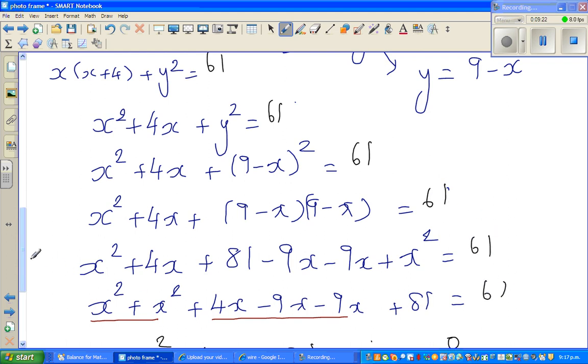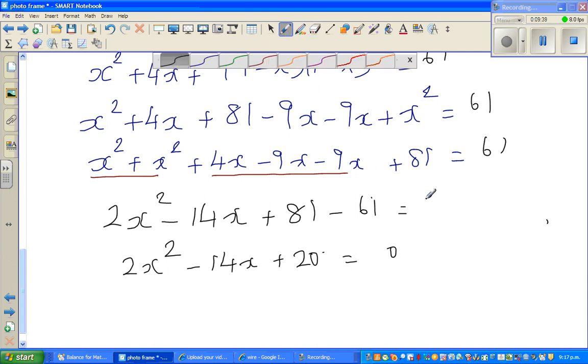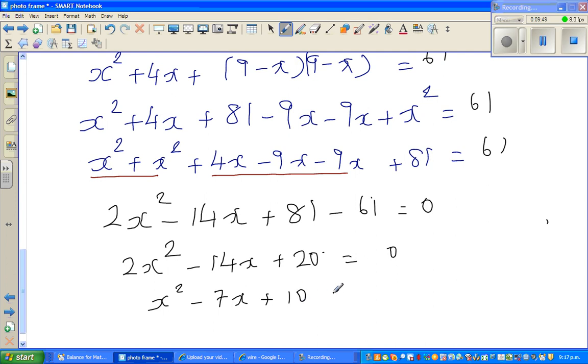Okay, something was not proper, minus 61. Okay, so this is pretty neat. So this is plus 20. Okay, I wanted something neat. So 15 was not sounding good. So this is 0 equal to 0. Okay, so this is 21 minus 61. Now you can divide all by 2. So it was 2x squared minus 7x plus 10 is equal to 0.